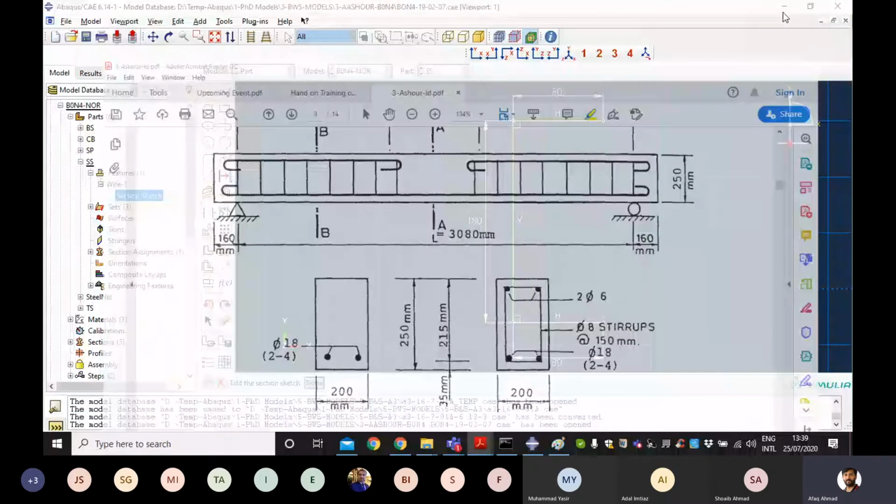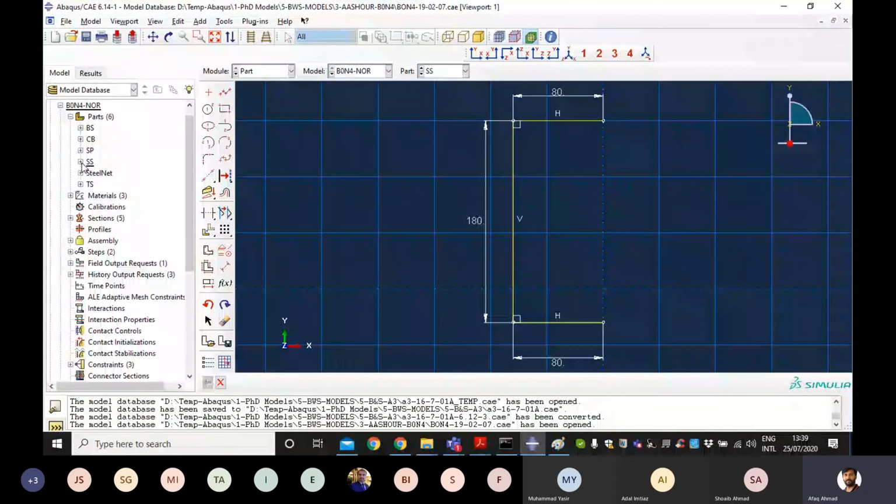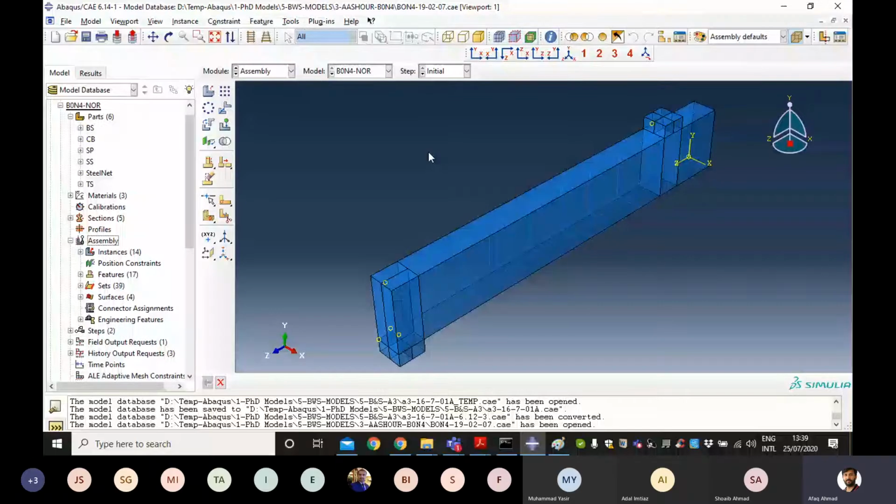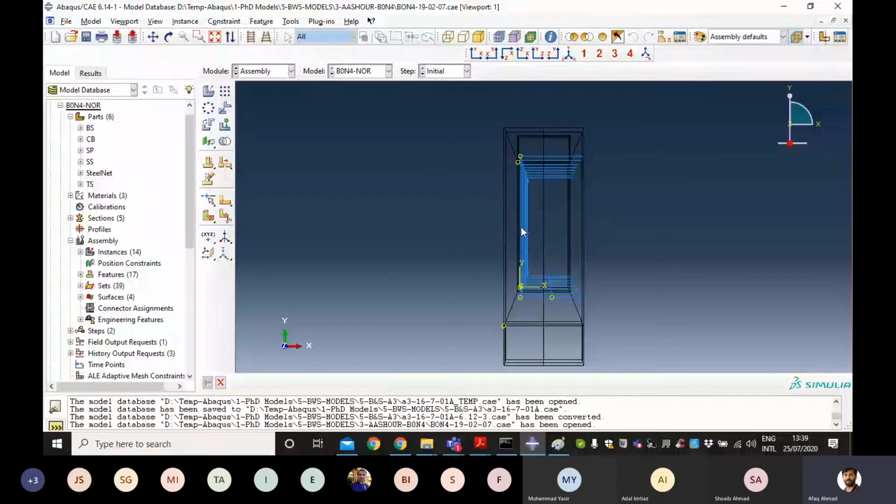So this is the half ring, the symmetric ring. Using the same knowledge of the assembly, the translation and the rotations, I tried to model it. You can see this is the ring, the top bars. If I show you from here, this is the top bar, this is the bottom bar, and this is the half.